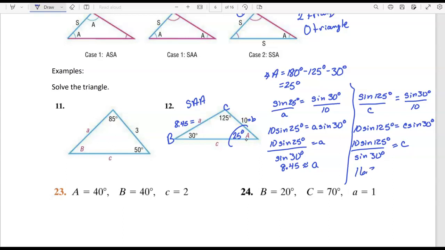Now I got 16.38. So C is 16.38. So we have solved this triangle by finding the lengths of the rest of the sides and the missing angle.